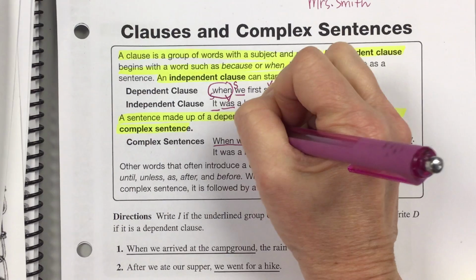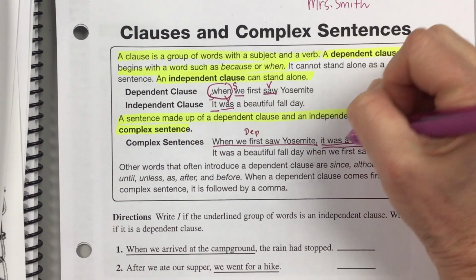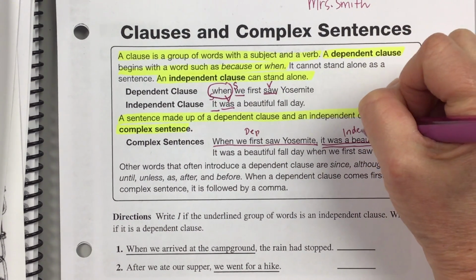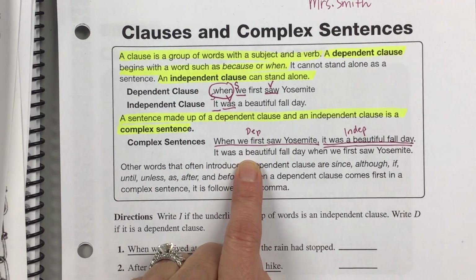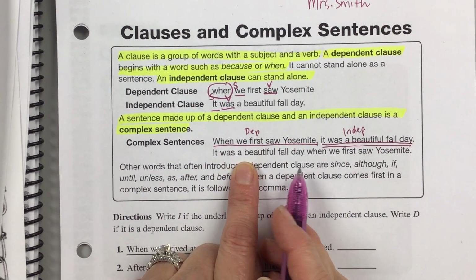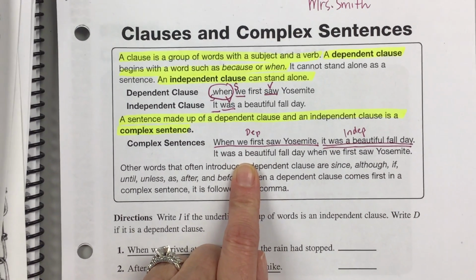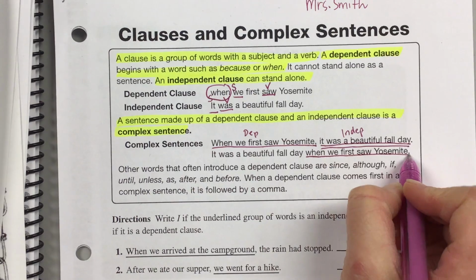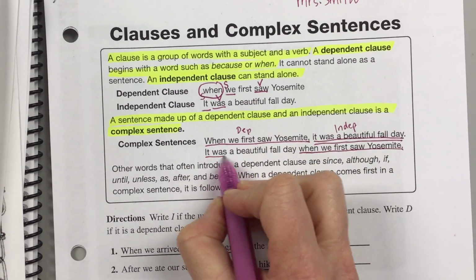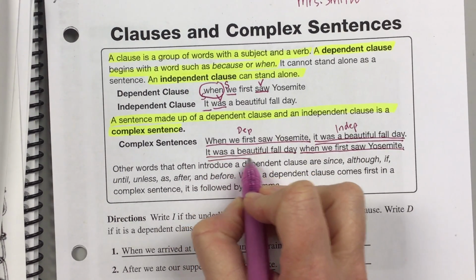Do you like to label them? You want to make that dependent and independent? You could also say it the other way. It was a beautiful fall day when we first saw Yosemite. And it's still the same. Now you just have your dependent clause second, and your independent clause is first.